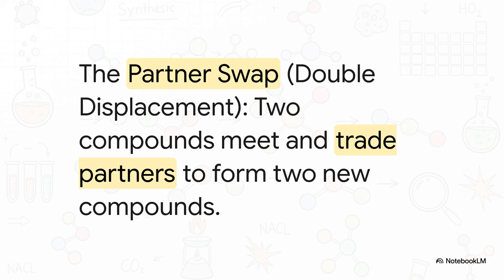Okay, after all that drama, things get a bit more civilized with the partner swap. This is a double displacement reaction. Here, 2 compounds just meet and trade partners. It's kind of like a square dance. Everybody switches, finds a new partner, and you end up with two completely new compounds.